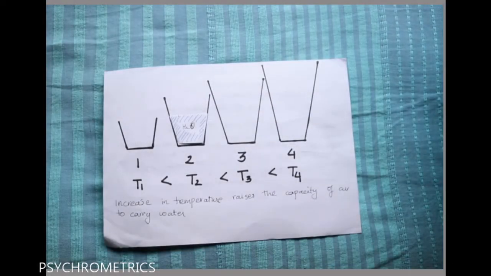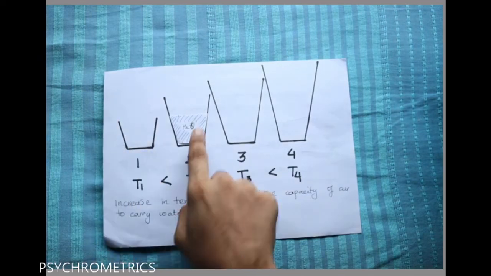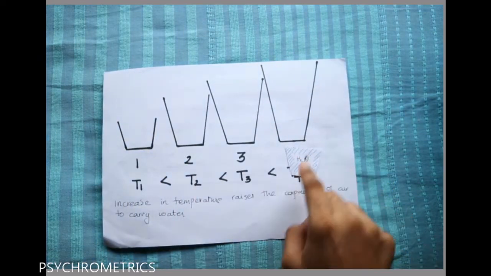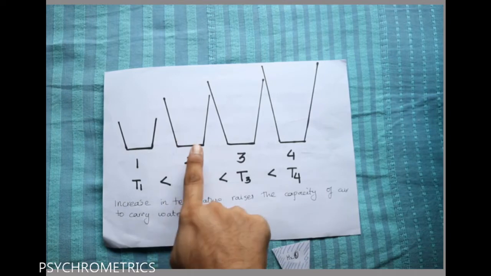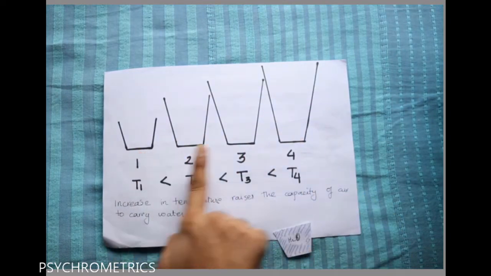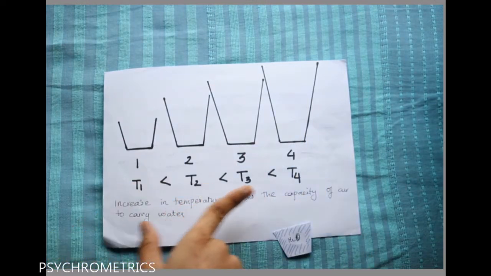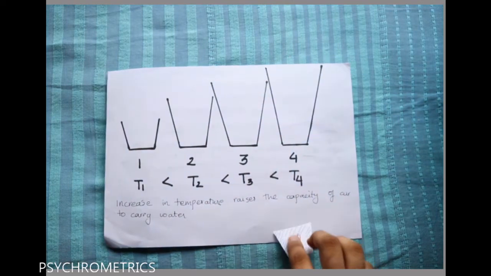What we are going to do is assume air as a container, for representative purposes. Air contains obviously air and some amount of water. As the temperature increases, the capacity of the air to hold moisture also increases.